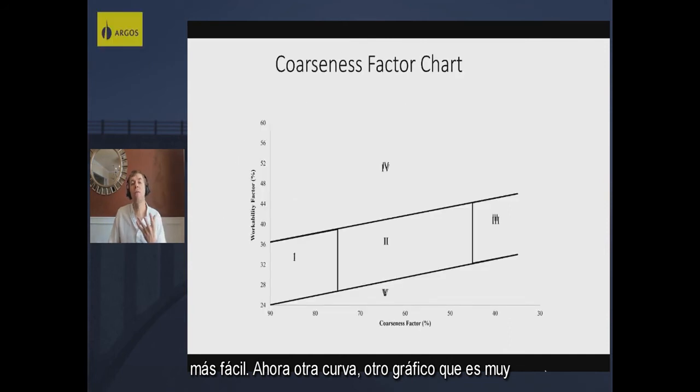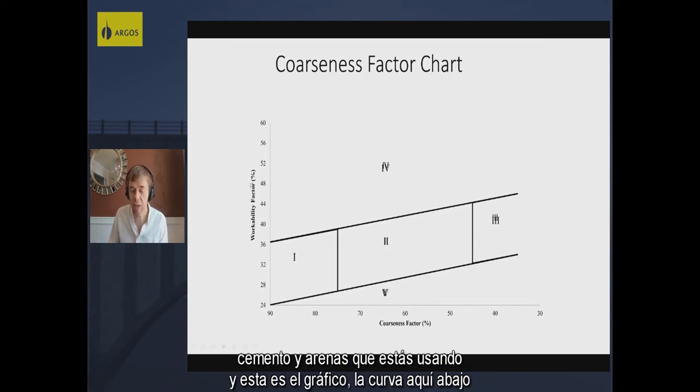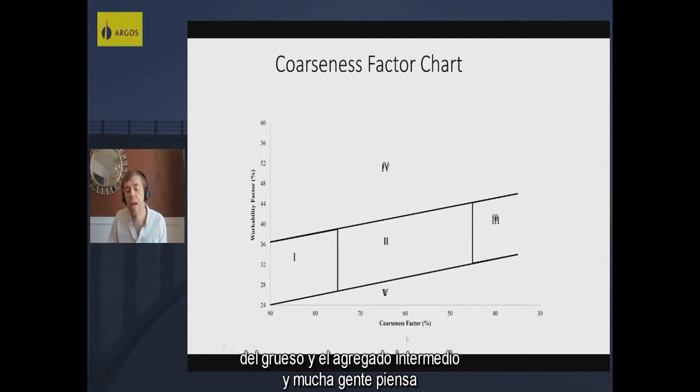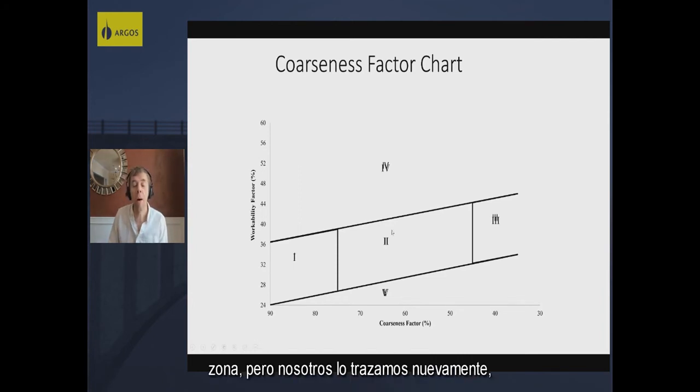Now, another chart that's very useful is the coarseness factor chart. This is a plot of the amount of cement and sand you're using. This curve down here is called the coarseness factor, and it is the ratio of the coarse aggregate to the intermediate aggregate. And a lot of people think that you want to be right here in the middle, right in this zone.